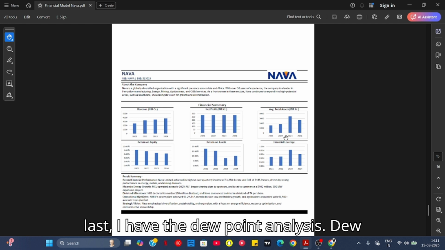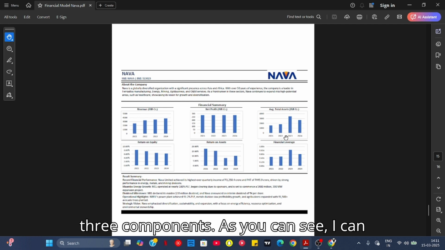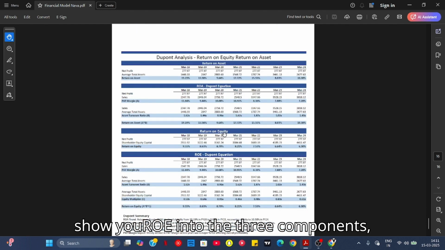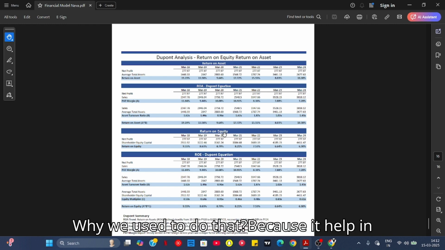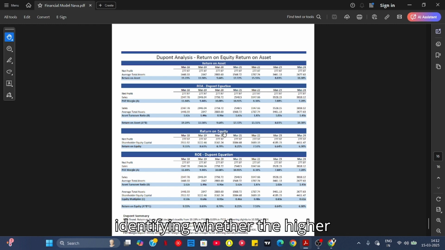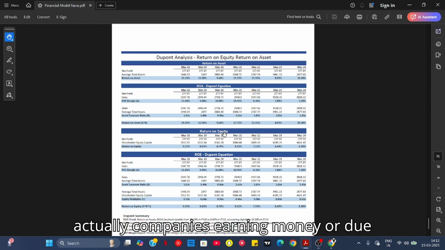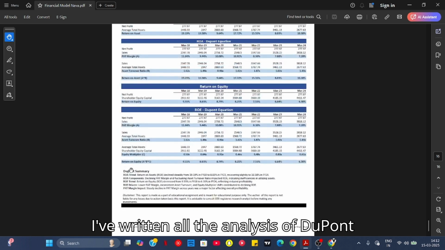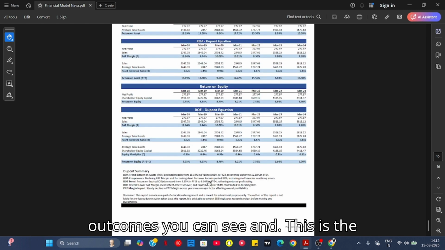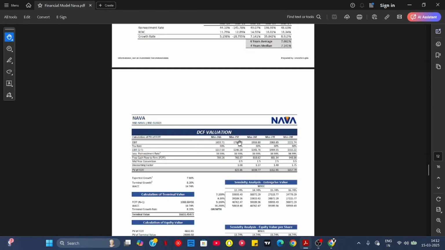And at the last, I have the DuPont analysis. DuPont analysis breaks down the ROE into three components: profitability, efficiency, and leverage. Why do we do that? Because it helps in identifying whether the higher returns are due to good operations, the company actually earning money, or due to excessive debt, the amount they are financing from outside sources. So DuPont analysis is really good. I've written all the analysis of the DuPont outcomes. You can see, and this is the last component which we have used in our financial model.